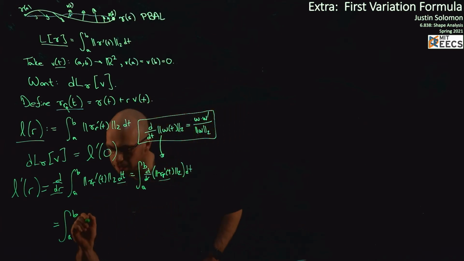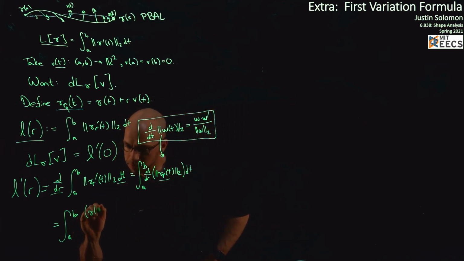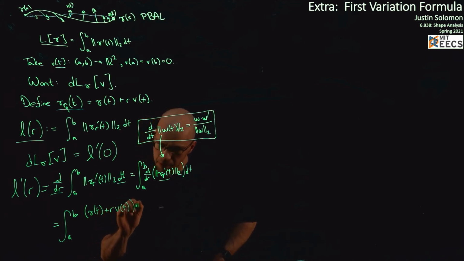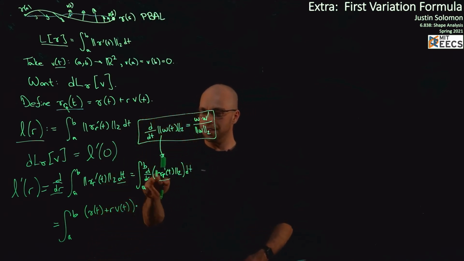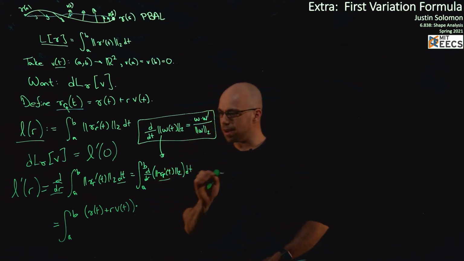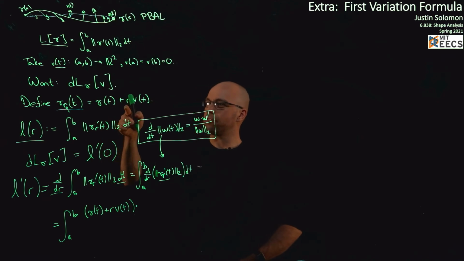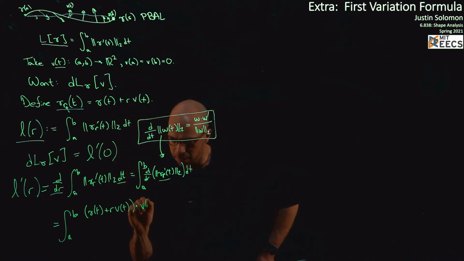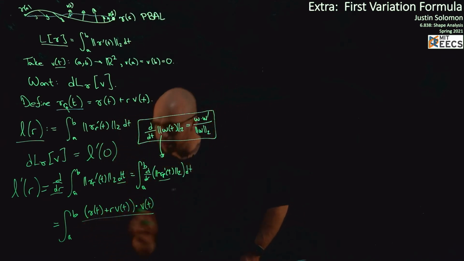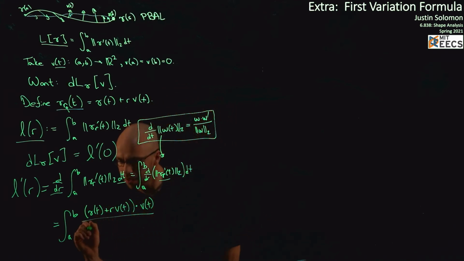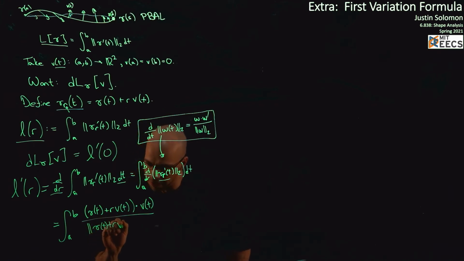So this is going to be gamma of t plus r v of t, like that. Dot product with the derivative, right? That's this w prime. So in this case, this is with respect to r. Notice that the derivative with respect to r here is just v of t. All of that divided by the norm of our vector. So that in this case is again just gamma of t plus r v of t, like that.